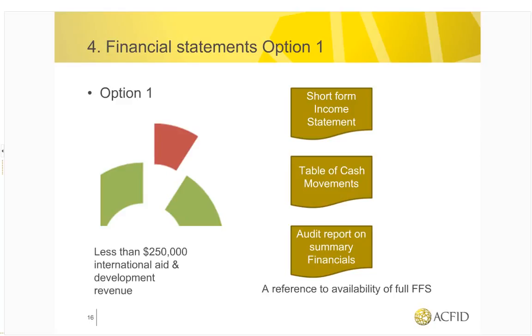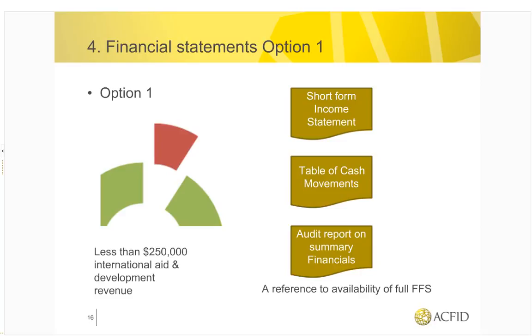So you might guess, given that threshold, that option one is probably a less costly and easier, shorter method of reporting, mainly just to recognise the fact that the operations are smaller, and this would typically apply to smaller operations. So what's required is a short form income statement, a table of cash movements for designated purposes, and an audit report on those financial statements.